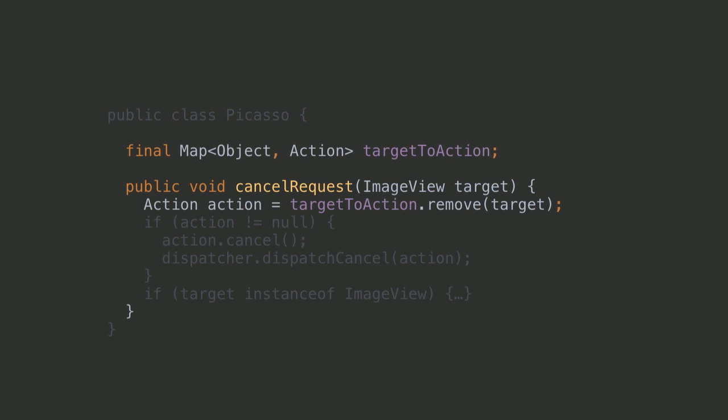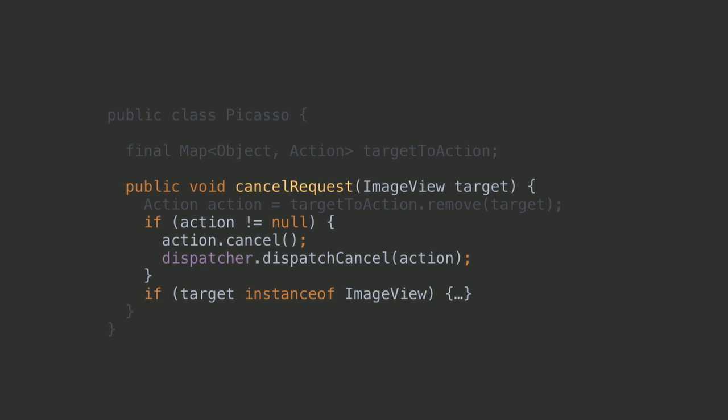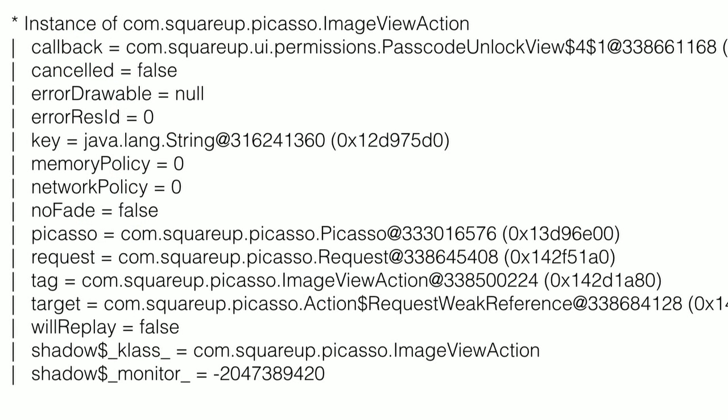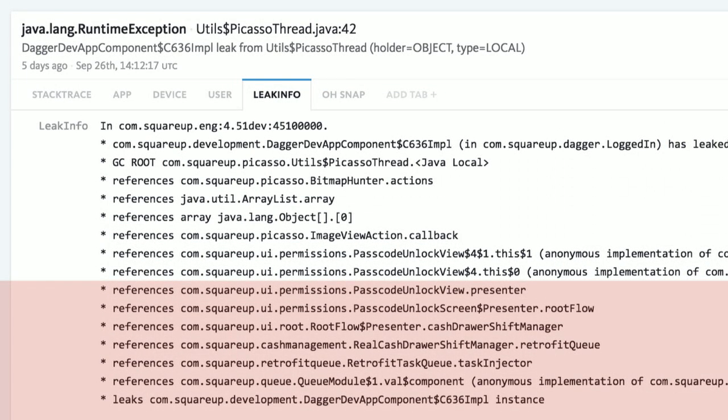It has a map of targets to actions, and it removes the target, gets the action, and calls cancel on it. And if you look at an action, it has a cancel field. That's interesting because that action is on the leaking path. So if we can actually see it, we can see that it was not canceled. So now it's weird. We do a call, and on the attached to window we actually cancel, but it's not canceled. Something is clearly not easy to understand.